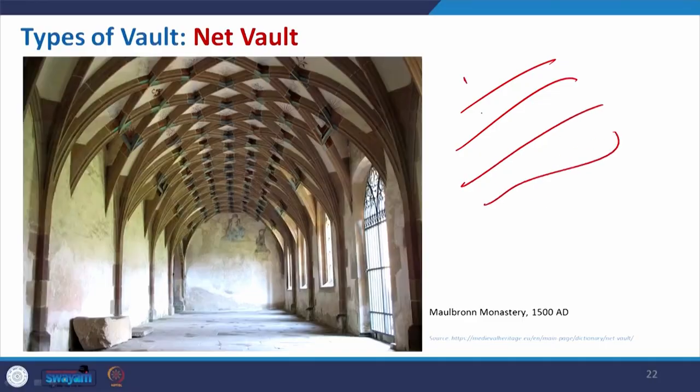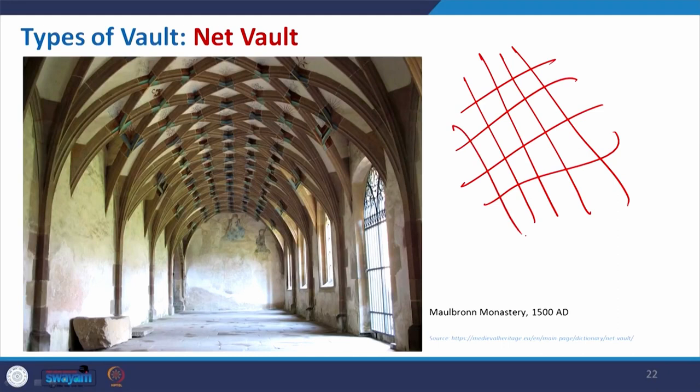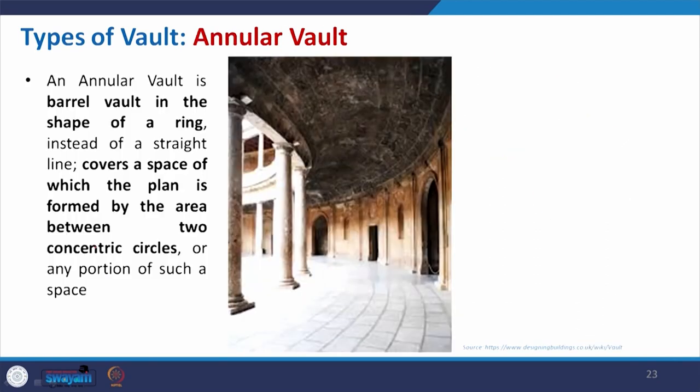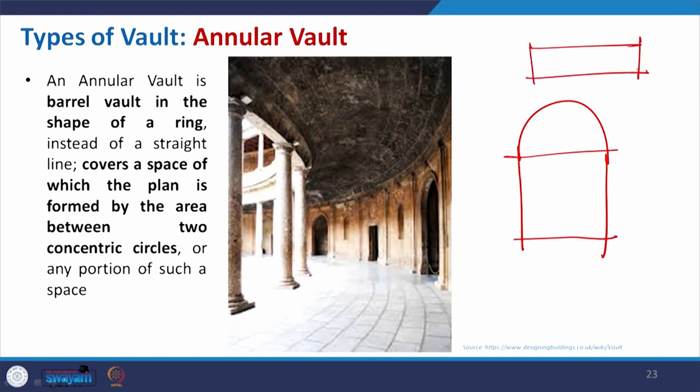Net vault is something where, as we are much aware of different kinds of nets, it is the same: a checkerboard pattern where multiple curvatures cross each other to create this kind of net. This is an example of the net vault. Coming to the annular vault. The annular vault is related to the barrel vault. You remember the barrel vault is placed on a corridor, where the plan is very simple, and on top of it you have this.